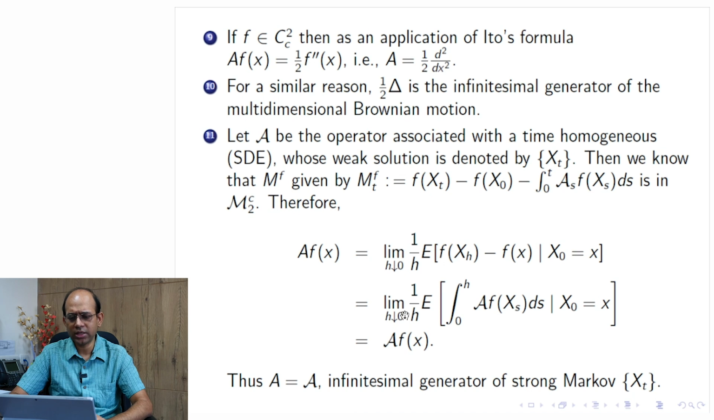So here it is sufficient to consider C_c^2. Throughout this slide, I assume that f is twice continuously differentiable and having compact support. So A is script A. We therefore call this the infinitesimal generator of the strong Markov process X_t.